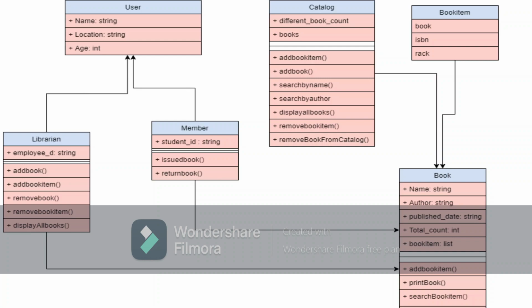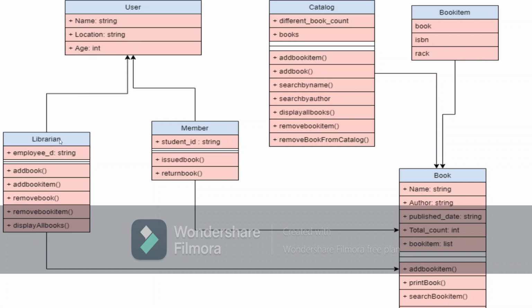Let's take the user class first. The user has basic attributes like name, location, age, and enrollment number, which I have missed here. But yeah, that's it. So from the user class we get to know the name, location, age, and Aadhaar number of the user.